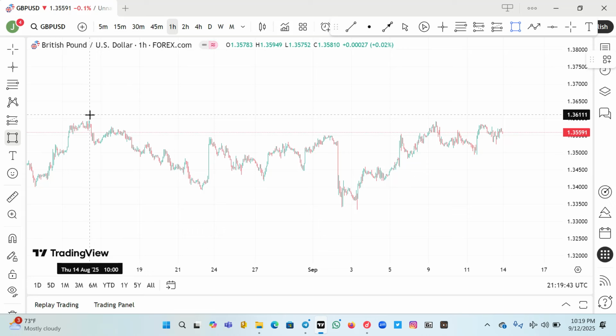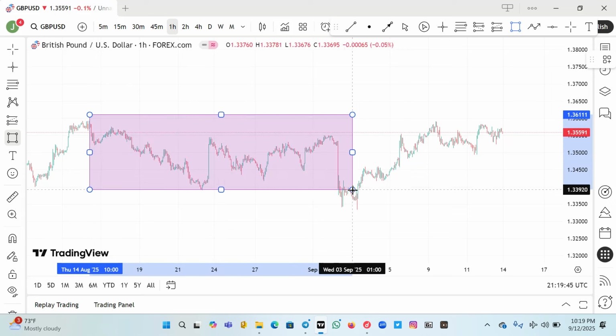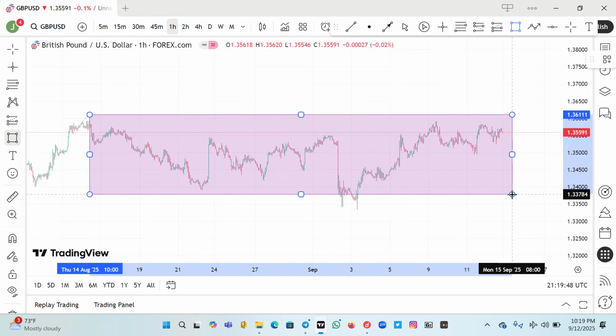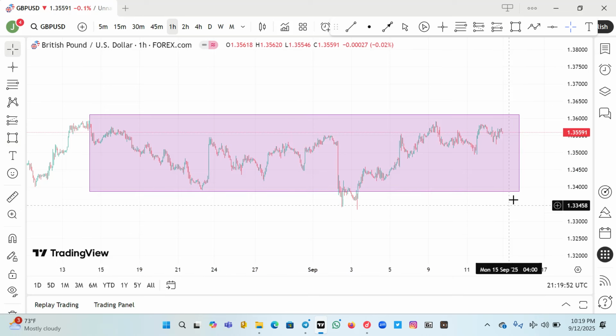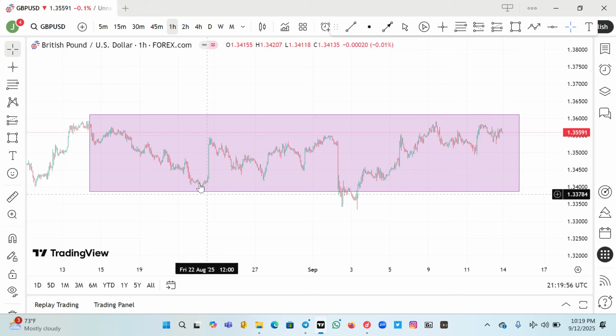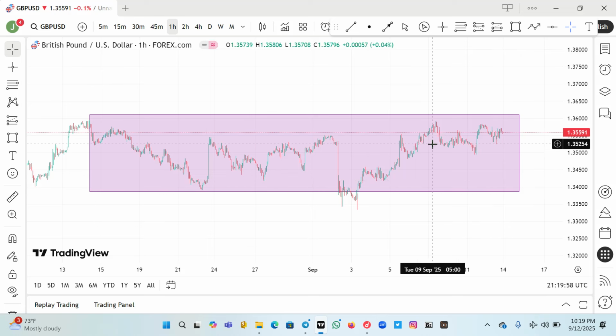Okay, it's on the 14th of August. It has been moving sideways. Look at it. There is nothing to trade here on GBP USD. So if you're having a bias on GBP USD, you are not going to make money from it. Why? Because this market has been moving sideways. So there is nothing to trade here on GBP USD.